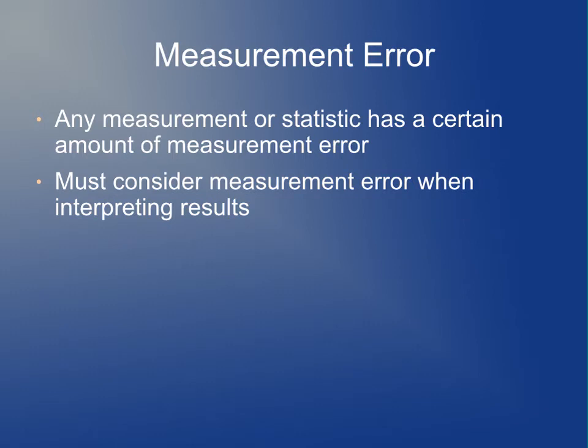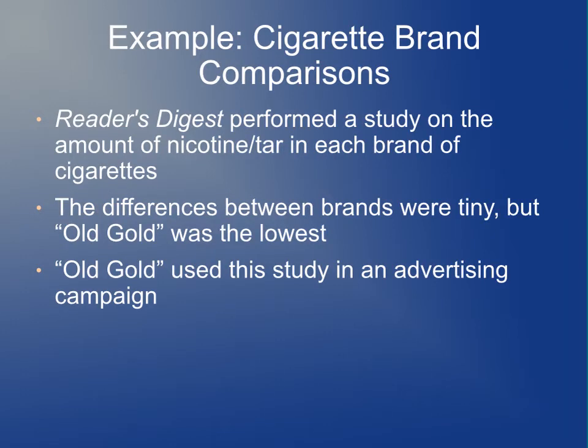Another thing that can cause problems when performing statistical analysis is measurement error. Anytime you measure anything, there's going to be a certain amount of measurement error. Hopefully the measurement error is low and it won't affect your conclusions noticeably, but you have to keep your measurement error in mind when you consider results.